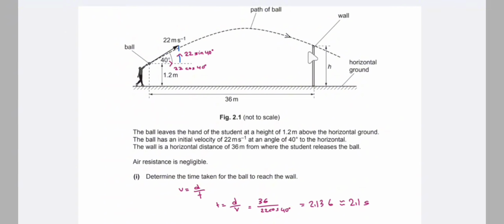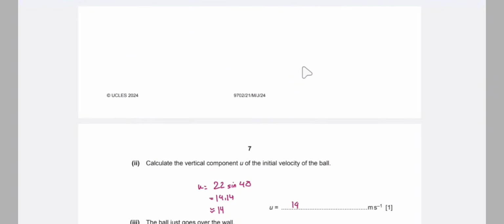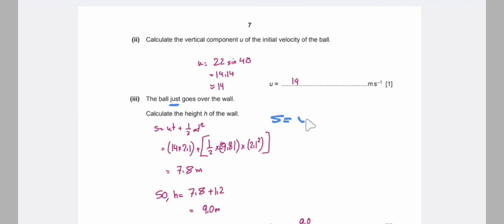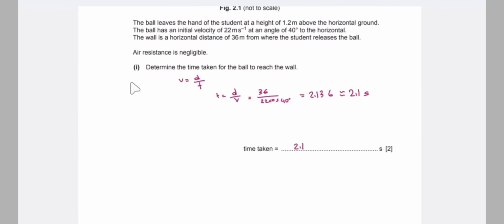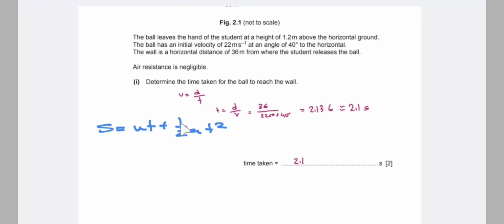So how can we find the value of height? We can use the distance formula, S is equal to ut plus half at square. By using this formula we can solve this problem. Here we know the value of initial speed, that is 22 cos 40, and we know the value of distance, so we need to find the value of time.